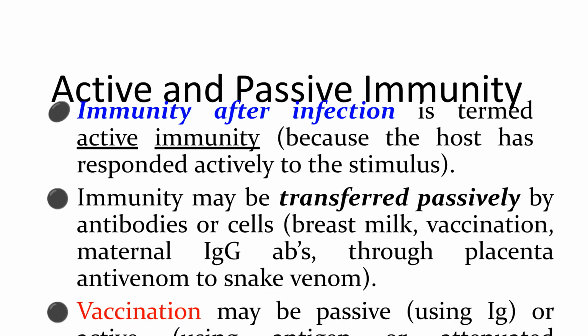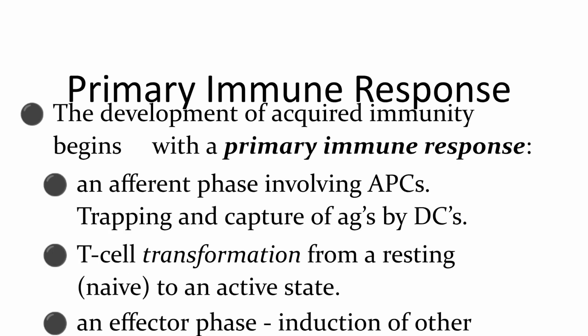Immunity can be transferred passively by antibodies or cells, such as through breast milk or maternal IgG antibodies via the placenta. Vaccination can be passive, using immunoglobulins, or active, using antigen or attenuated organisms. The primary immune response begins the development of acquired immunity.